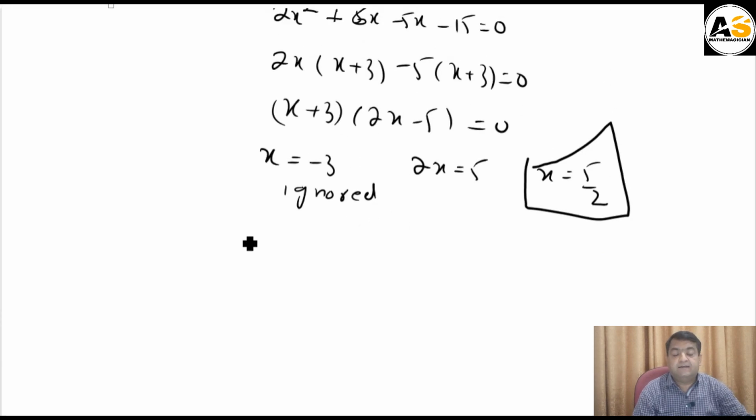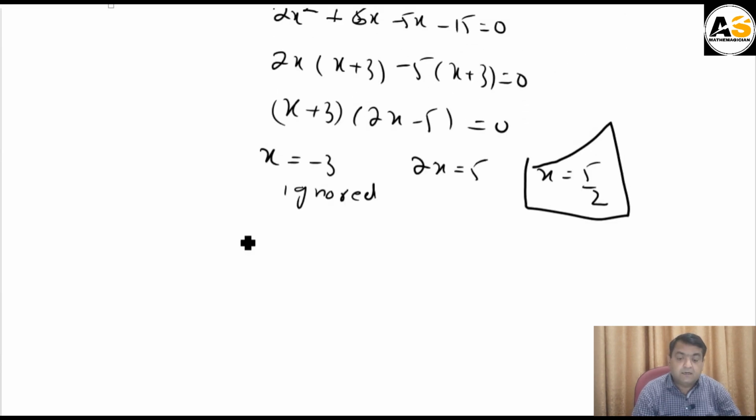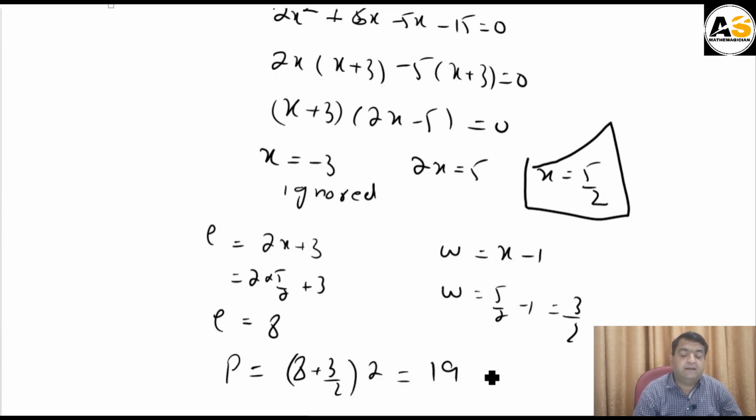What is its length? Its length is 2x plus 3 and width is x minus 1. Length will become 8 and width will become 3 by 2, and perimeter will hence be length plus width into 2, which will be 19 centimeter. So perimeter of this rectangle will be 19. I hope this is clear.